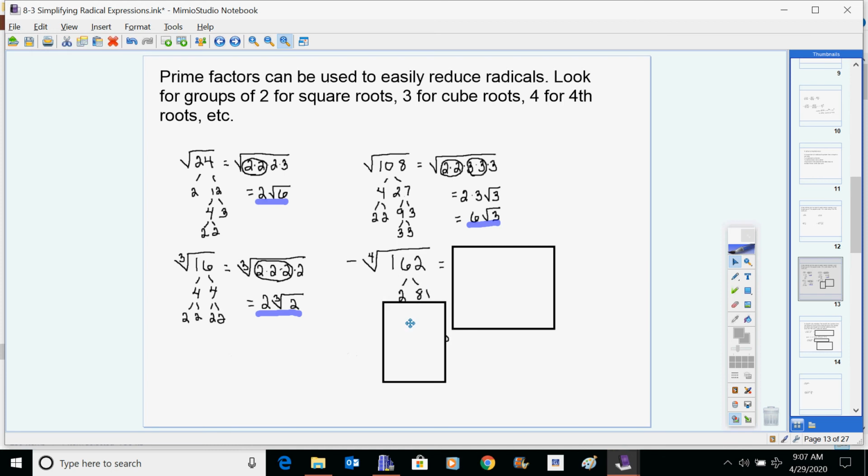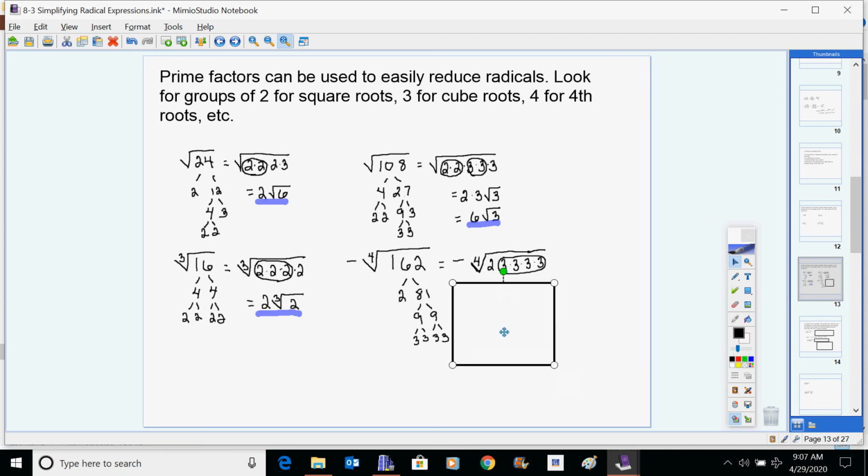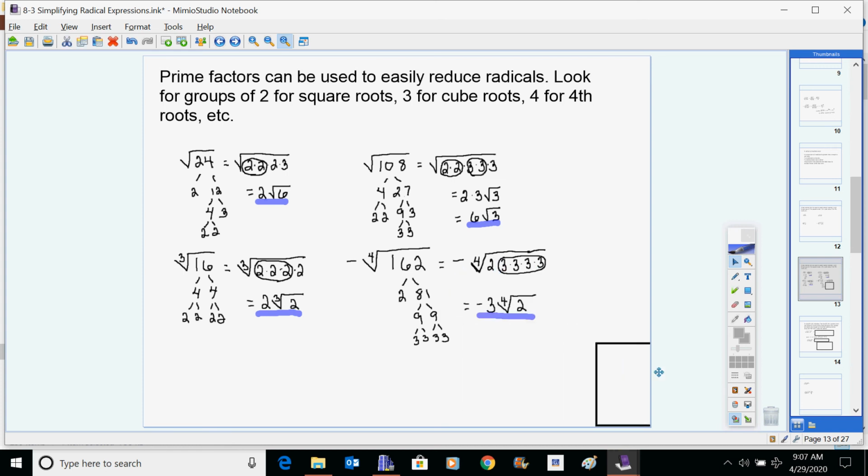162 factors into 2 times 81, which factors into 3 times 3 times 3 times 3 times 2. So when you have that, because our index is 4, we're looking for groups of 4 of that same number. So this gives me 1 3 that comes out and the 2 that's left over underneath. The negative comes just because there's a negative out in front.